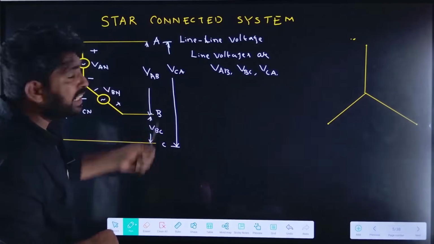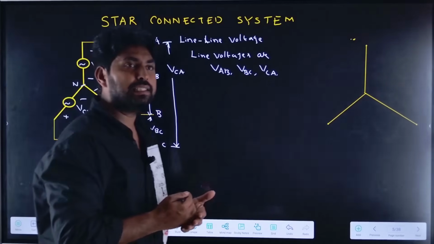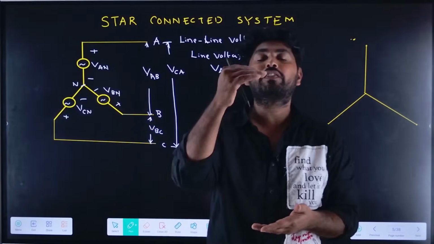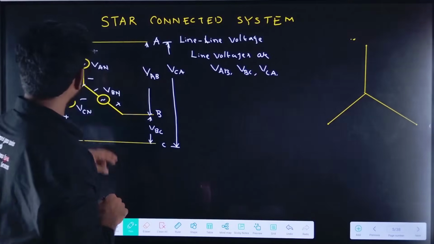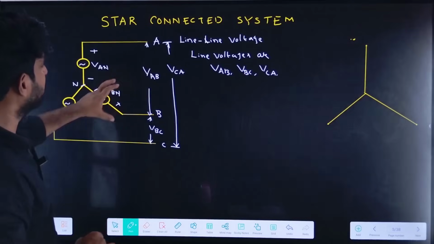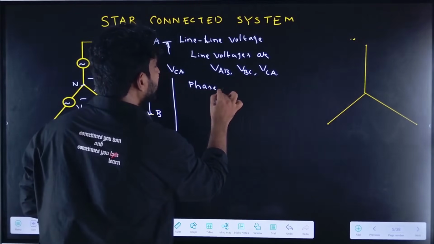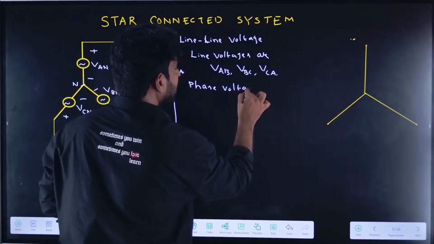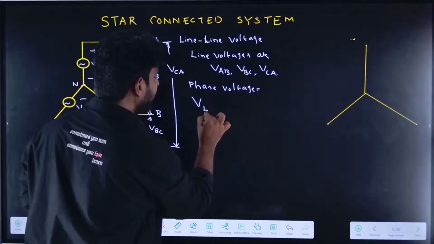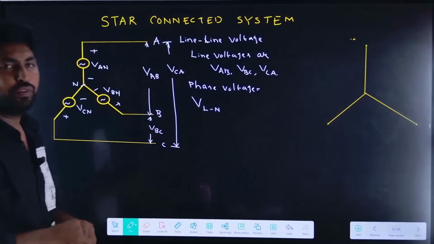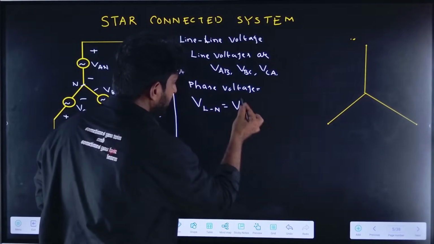Now if I find the phase voltages, what are phase voltages? The phase voltage is nothing but the voltage between the line and neutral. So V line and neutral, we represent this as the phase voltage, V phase.